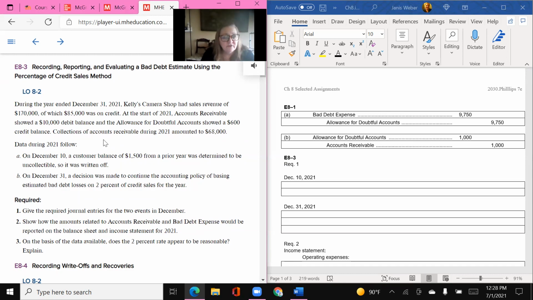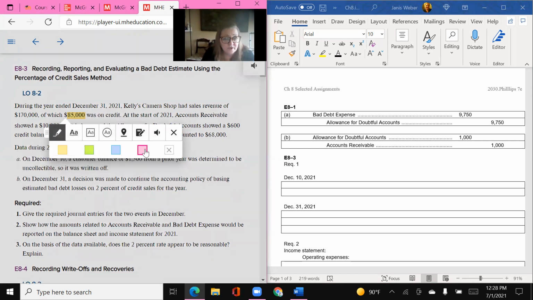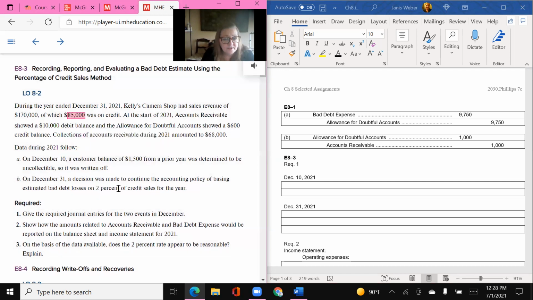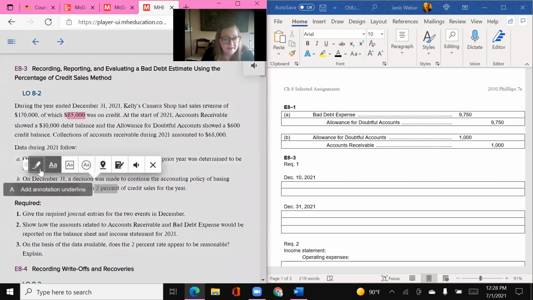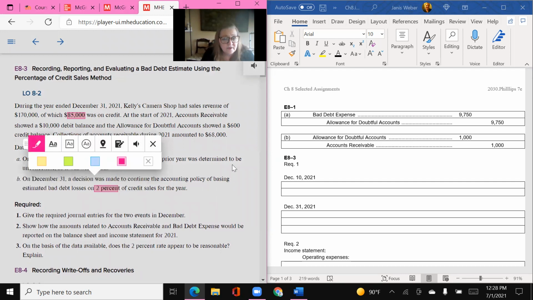That's good. Collection of accounts receivable during 2021 amounted to $68,000. So they're telling us in the data from 2021, on the 10th of December, a customer balance of $1,500 from a prior year was determined to be uncollectible, so it was written off. Then on December 31st, a decision was made to continue the accounting policy of basing estimated bad debt losses on 2% of credit sales. So now that credit sales number is really important, $85,000. We're going to need that because we're doing the income statement approach on this one. The 2% times the 85 is what the bad debt expense is going to be for this year. They just told us that.